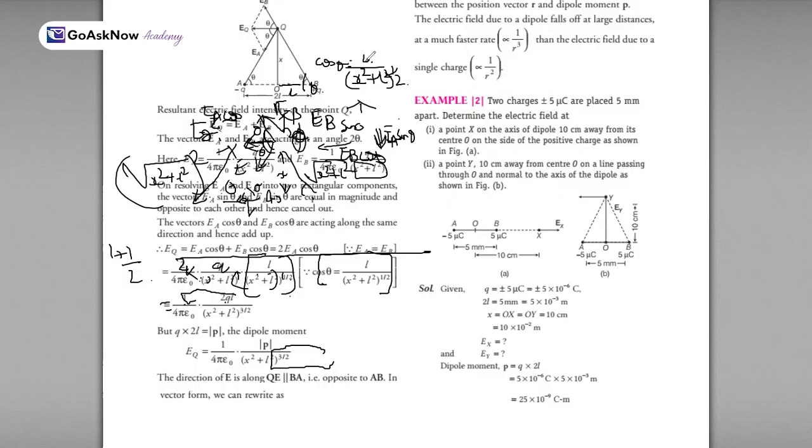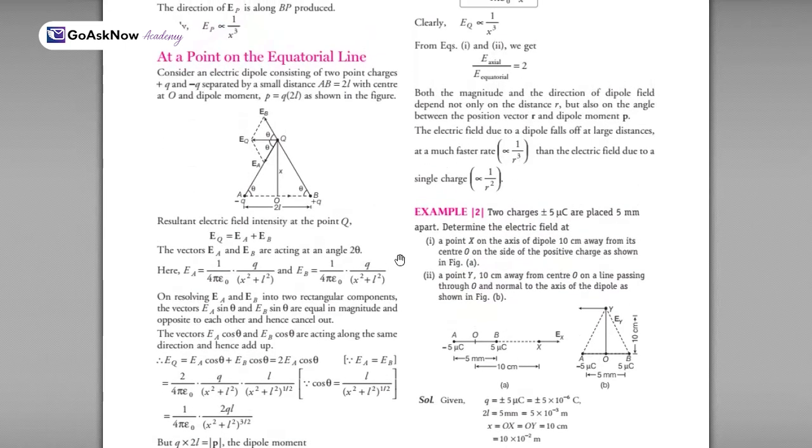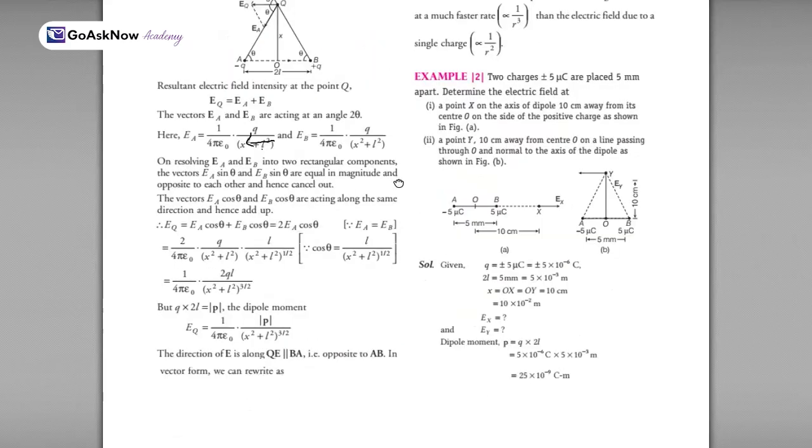So I show you why the direction is along the QE direction. Let's just move it downward. QE direction. So this is your Q and this is your point E. So electric field is flowing in this direction only. So that is why the direction is QE. Now we will see what is the next point in your book.